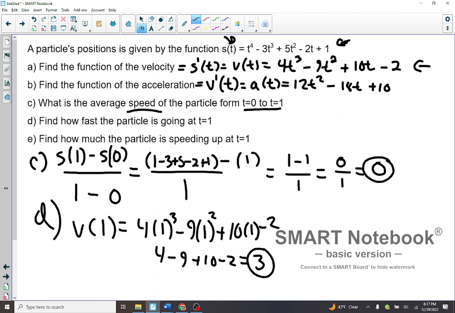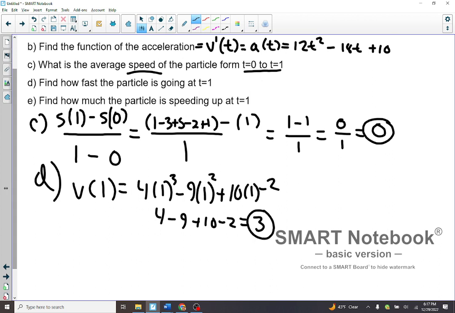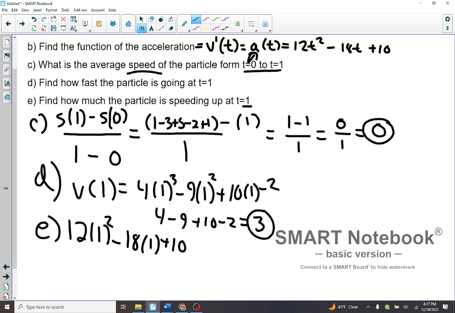E is how much the particle is speeding up. So if we're talking about how much something is speeding up, that means that we're talking about its acceleration. So in this case, I'm going to plug in T1 into the acceleration over here. So 12 times 1 squared minus 18 times 1 plus 10. So 12 minus 18 plus 10. So 22 minus 18 is 4. So it's going 4. If it was a unit, meter per second squared, this would be like meter per second. And then this would also be meter per second because we're talking about average speed.